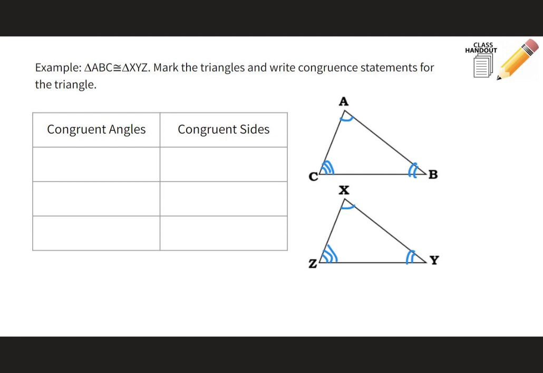So now that I've marked those, since we know that every marking should have a congruent statement, let's go ahead and write out those congruent statements. So we said angle A is congruent to angle X. Angle B is congruent to angle Y. And then angle C is congruent to angle Z. So now let's fill in the corresponding sides, the congruent sides, because remember congruent triangles have congruent sides and angles. So AB matches up with XY. So AB, XY, and let's write that congruent statement. AB is congruent to XY.